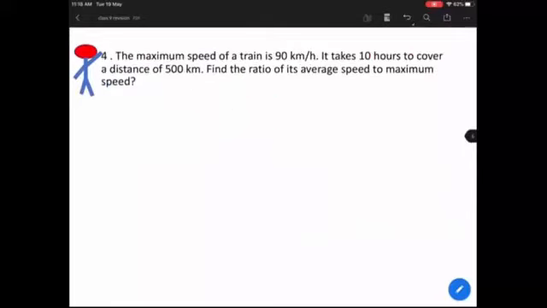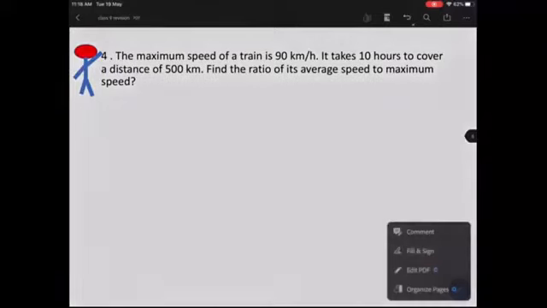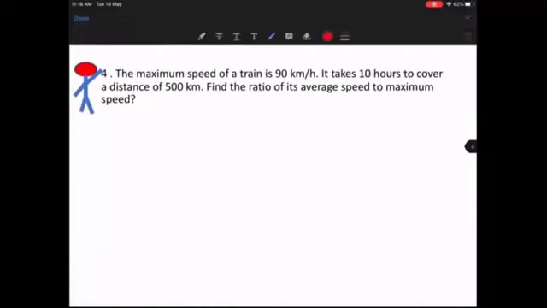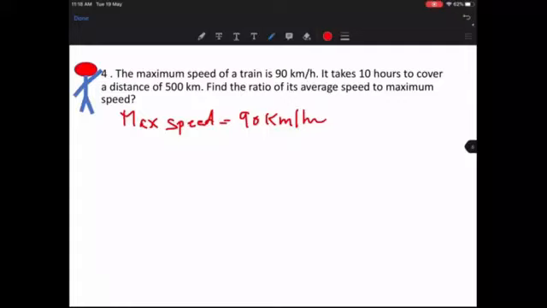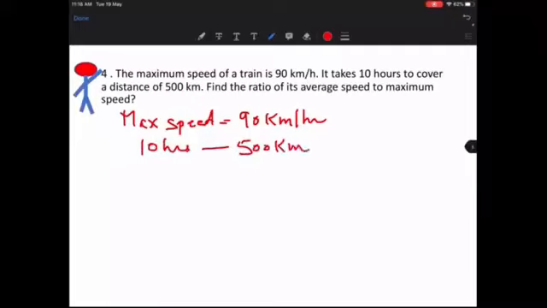Okay, look at this question now. The maximum speed of the train is 90 kilometers per hour. So write down whatever is given to you. What is given to us? Maximum speed is given. It takes 10 hours to cover a distance of 500 kilometers. Some information is given to you. Let's keep it at that. We will decide what to do with the units.